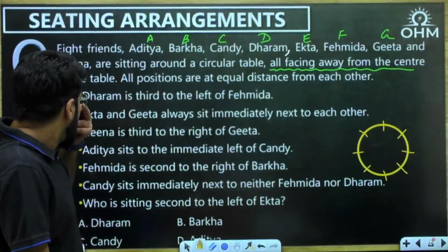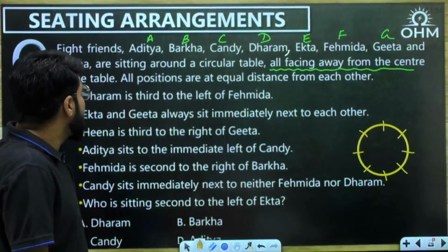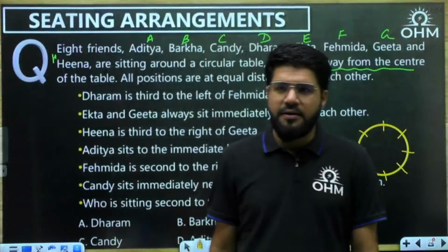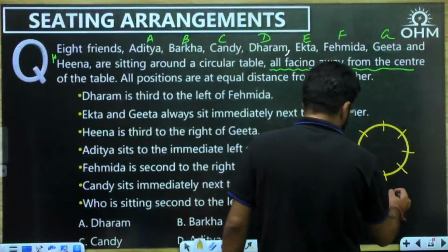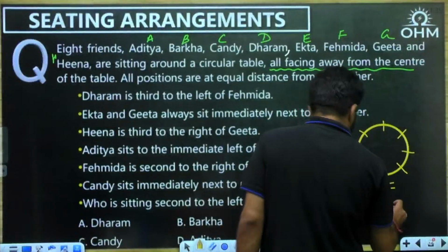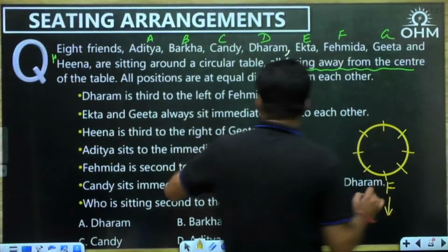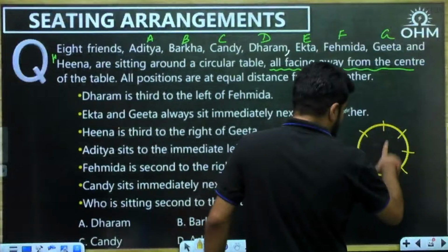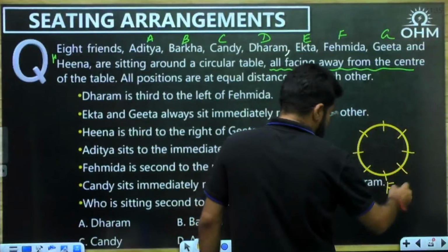Now, Dharam is third to the left of Fahimda. Ultimately, it's a circular table, so there is no beginning and no ending. We can define our own beginning as always. Let us say this is Fahimda, but Fahimda and everyone else is facing away. Because they are facing away from the center, the meaning of left will change. If Fahimda was facing the center, then this would be the left direction. Now she is facing away, so this is her left hand.